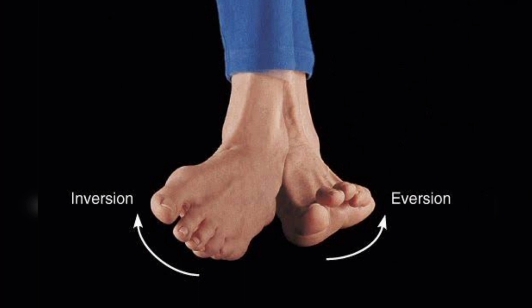The next movements are inversion and eversion. Inversion is when the sole turns towards the body midline, while eversion is when the sole turns away from the body midline.